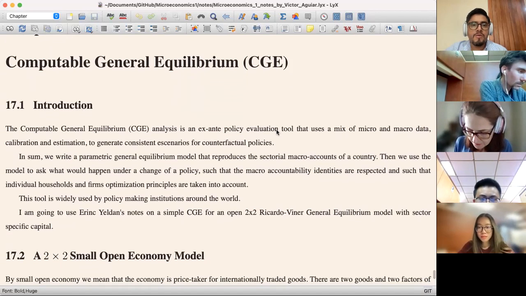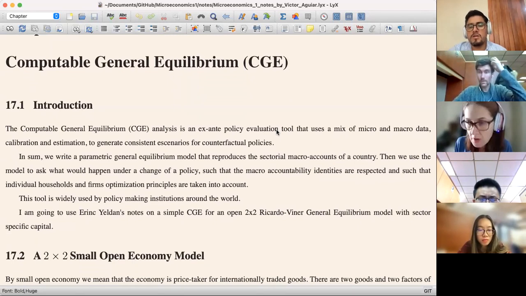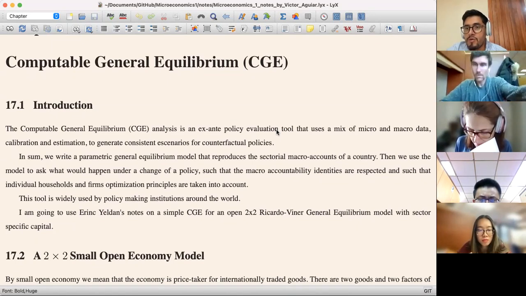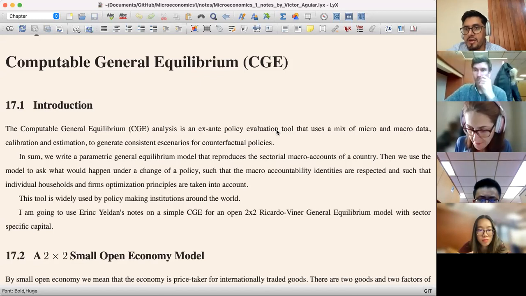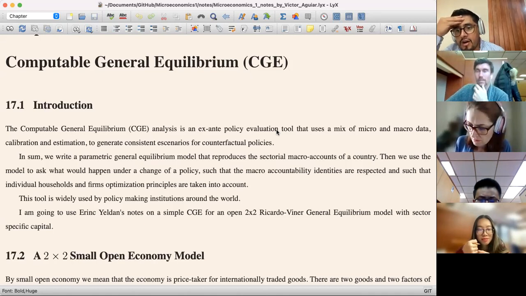In general, computable general equilibrium, CGE, is analysis of ex-ante policy evaluation. So you do it before policy happens. So we were talking last time that this means, for instance, you want to evaluate a free trade agreement. So it has never happened. You don't have data to evaluate it. So there is no way to know what's going to happen, right? So how are you going to do an evaluation of something that hasn't happened?